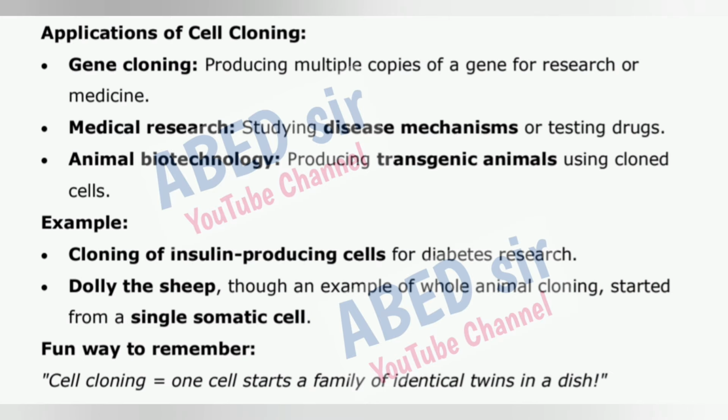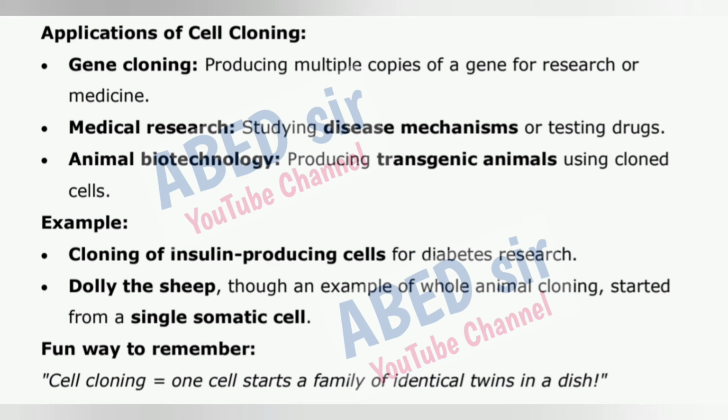Applications of cell cloning. Gene cloning, producing multiple copies of a gene for research or medicine. Medical research, studying disease mechanisms or testing drugs. Animal biotechnology, producing transgenic animals using cloned cells. Example: cloning of insulin-producing cells for diabetes research. Dolly the sheep, though an example of whole animal cloning, started from a single somatic cell.